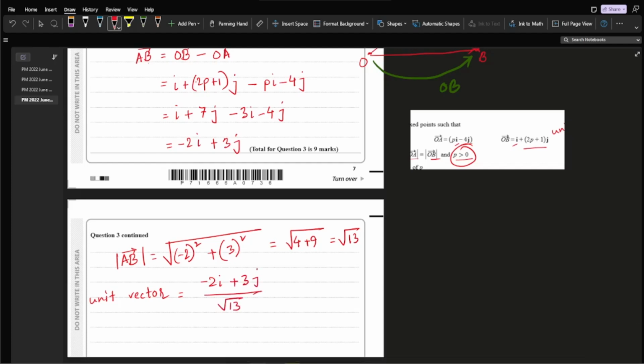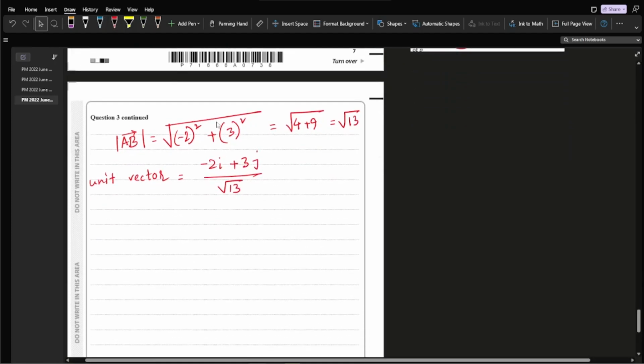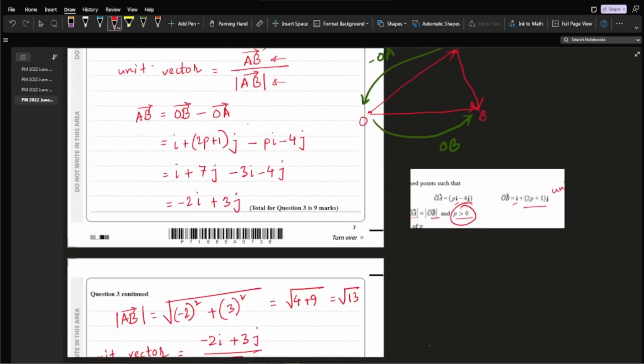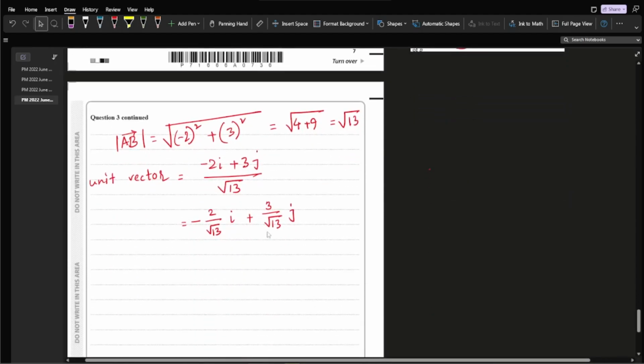You can leave it like this, but common practice is we always write the coefficient and then the vector, not vector plus vector divided by a number. So minus 2 by square root of 13, we are breaking it down, I plus 3 over square root of 13 J. This is how we always write a vector. You have the entire coefficient and then the unit vector. So this is our unit vector.